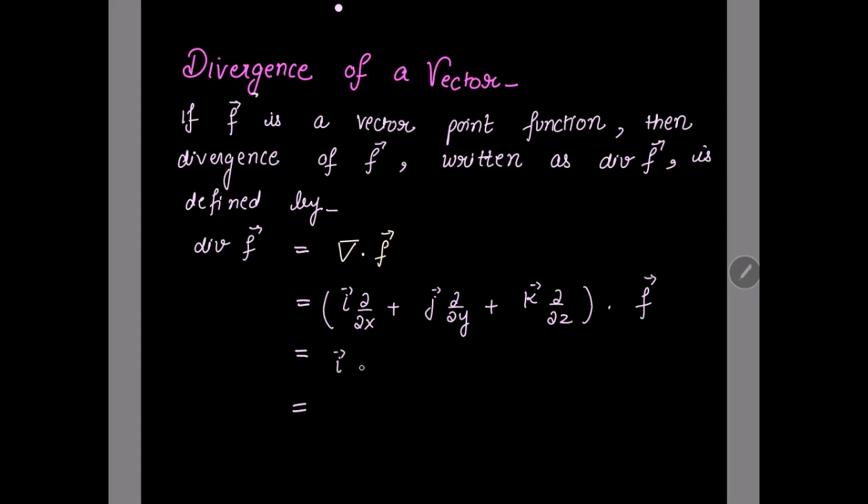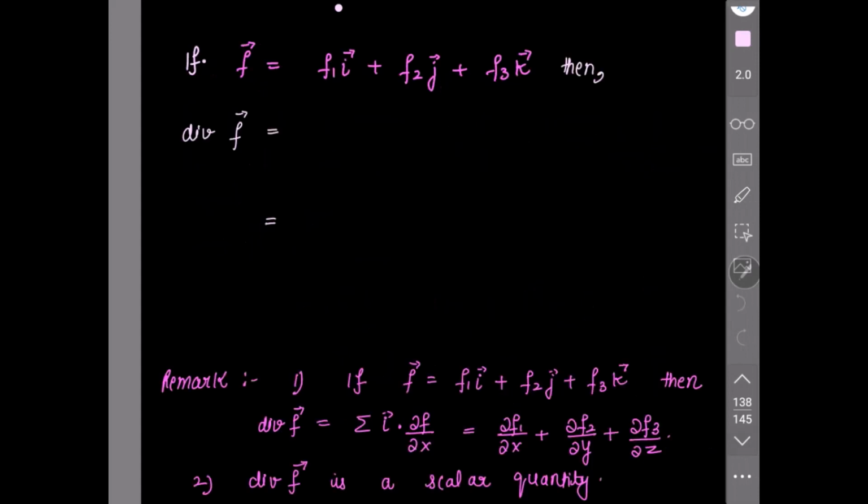i, its dot product with ∂f/∂x, plus j, its dot product with ∂f/∂y, plus k, its dot product with ∂f/∂z, which you can also sum up as summation i dot ∂f/∂x. Next, suppose your f vector is given in components, that is f1 i plus f2 j plus f3 k.